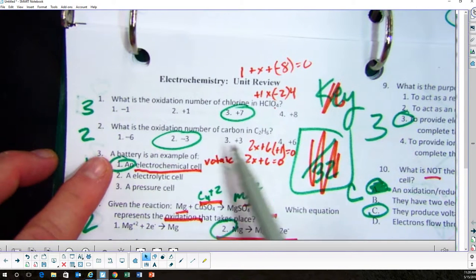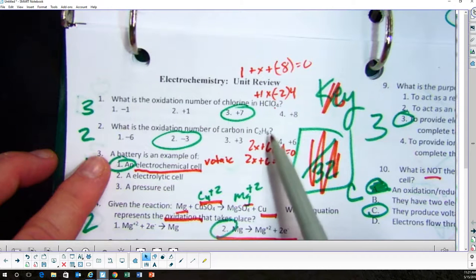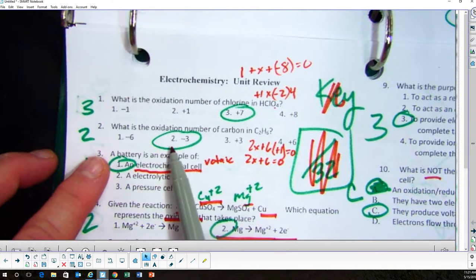On this one, you're looking for the oxidation of carbon. You have 2 carbons, which we don't know the charge of, but we do know that there is a +1 for each of the hydrogens. So then we get 2x plus 6 equals 0, so each x is a -3.